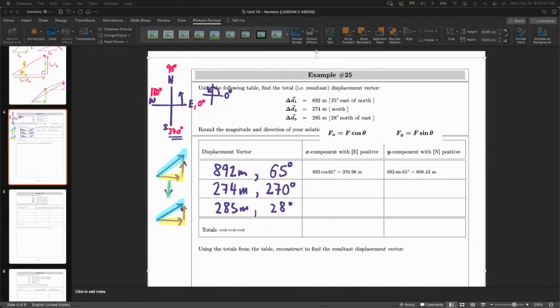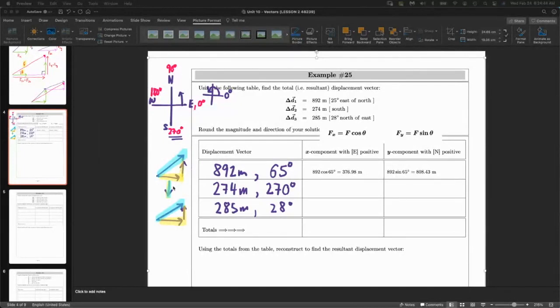If we take a look here, the x component is positive in the east direction. So this 376.98, it's facing east. And this 808.43 is in the y direction. If it's positive, it represents north. So what we have is the original vector, which is kind of pointing in the northeast direction. It's going to contain easterly and northerly components. You see that? The answers are positive here, so they're facing in the correct directions.